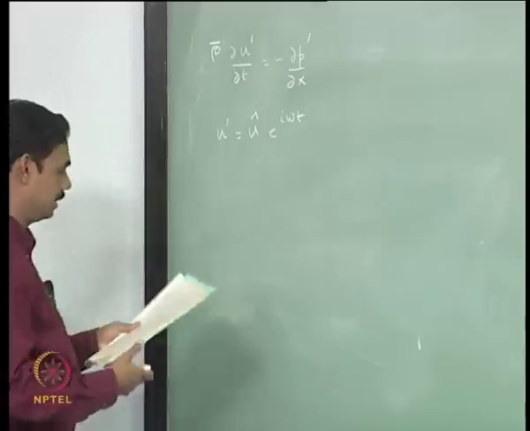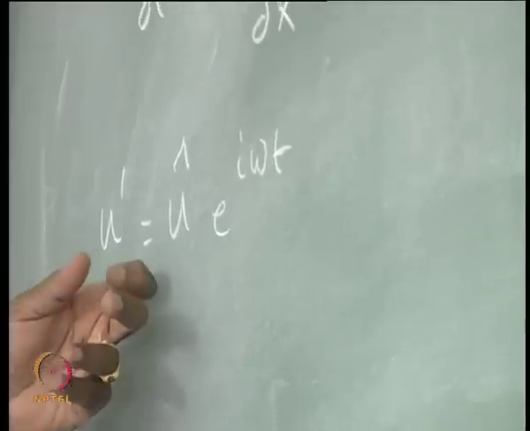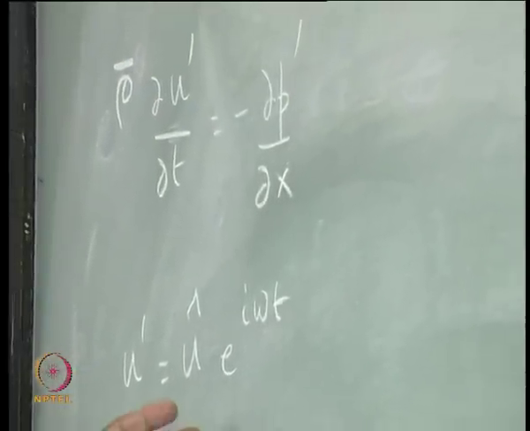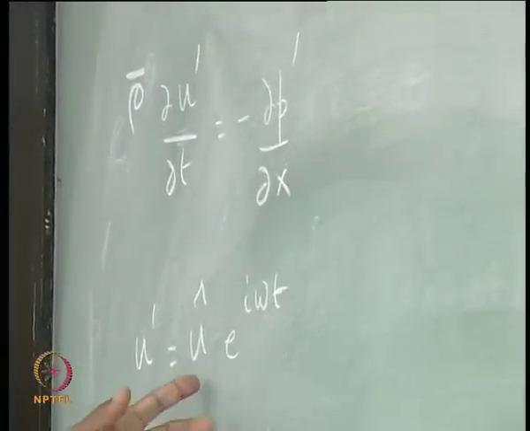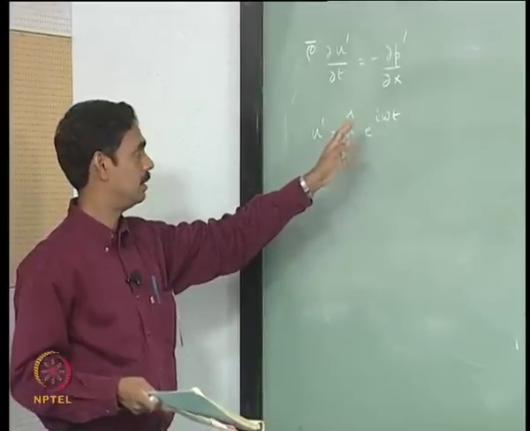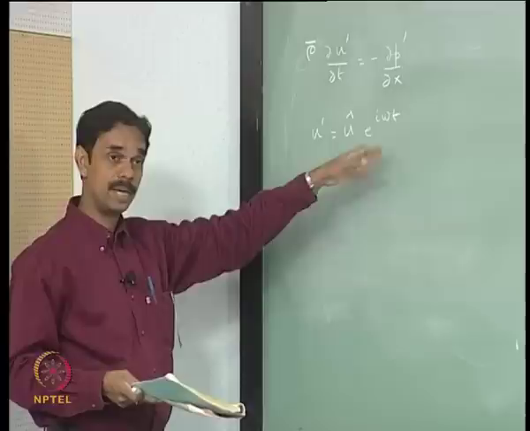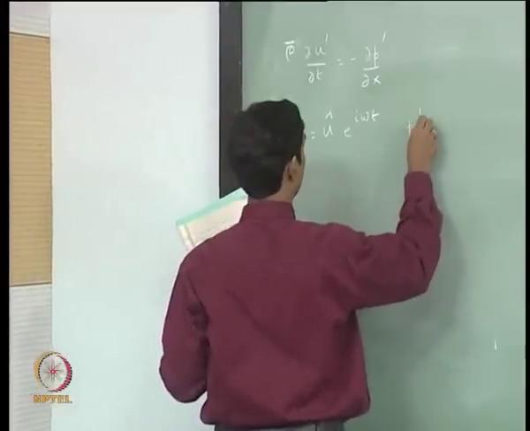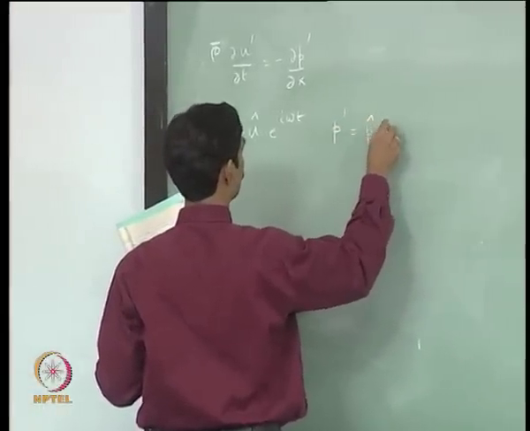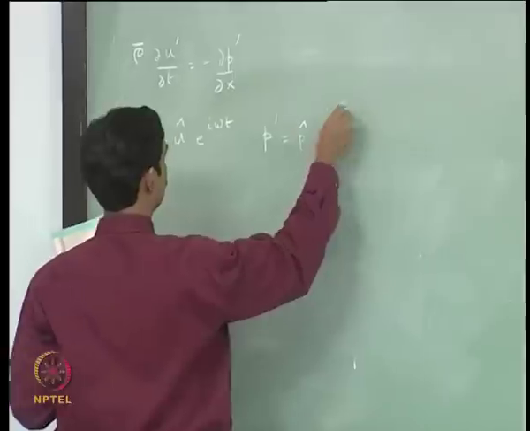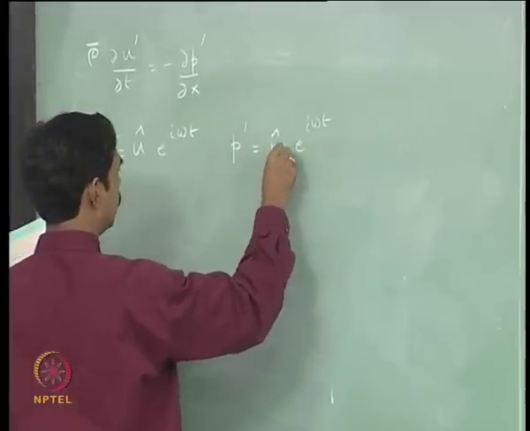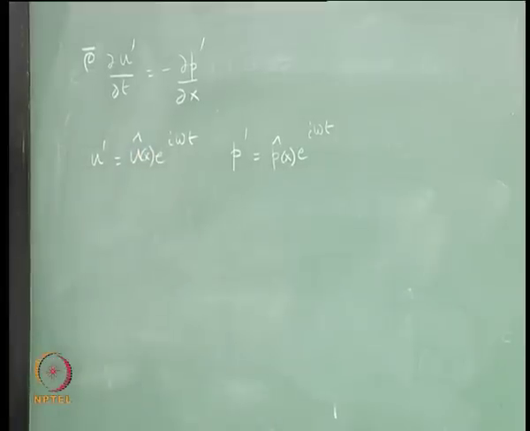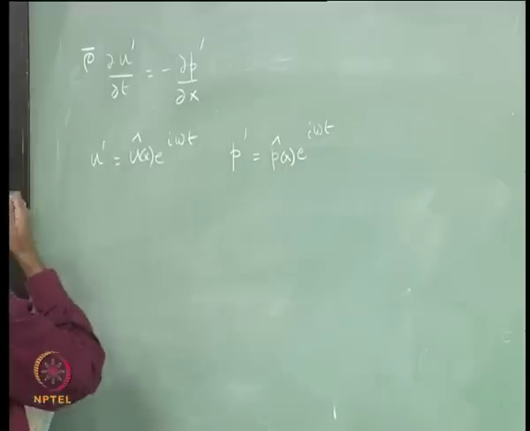when I write this, it is implied that we are actually taking the real part. Even when you see the textbook, they would not often write u prime is real part of u hat e power i omega t. That is implied in acoustics. Similarly, we can write p hat equal to, now we remember that this complex amplitude can be a function of space, and that is why I put the functional dependence.